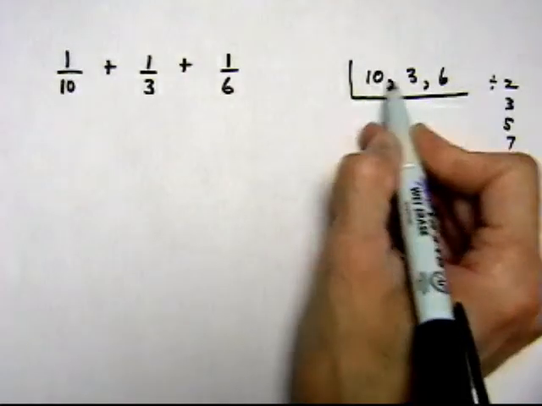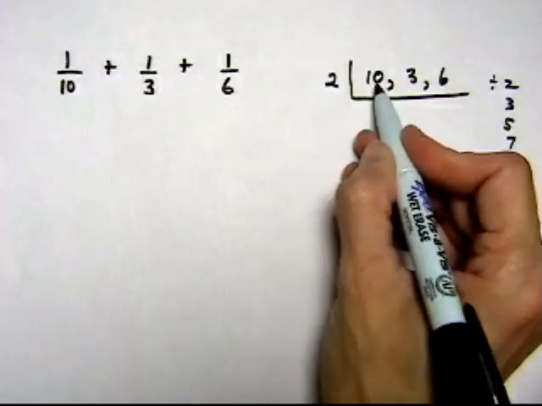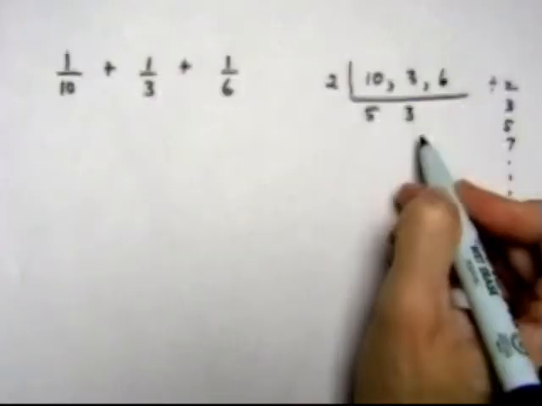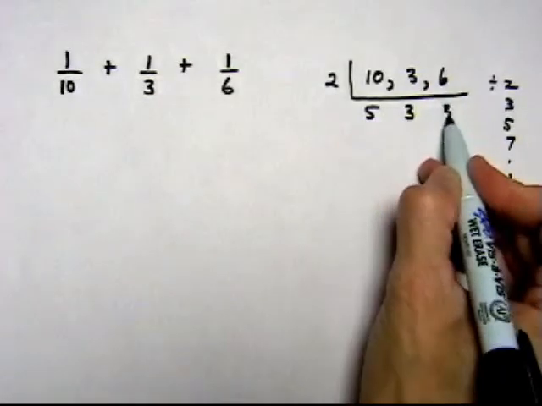2 works for 2 of these numbers. We have to use a 2. 10 by 2 is 5. 3 divided by 2 doesn't work, so we bring down the 3. 6 divided by 2 is 3.